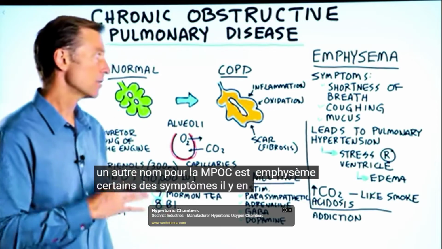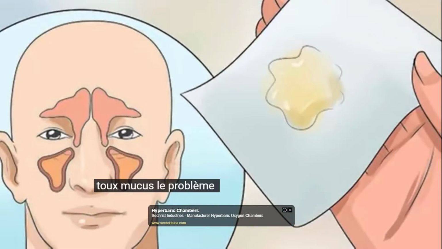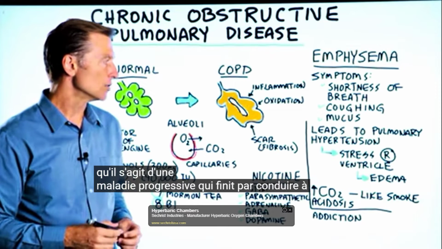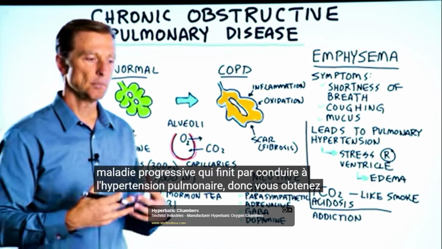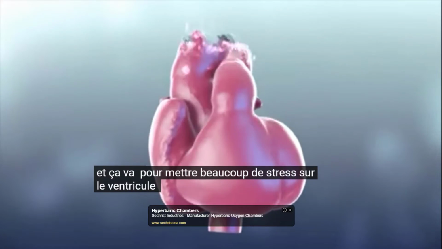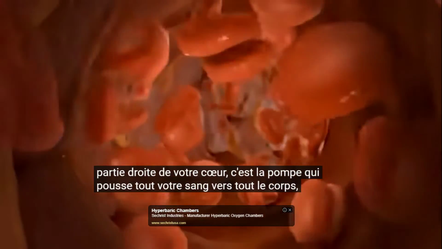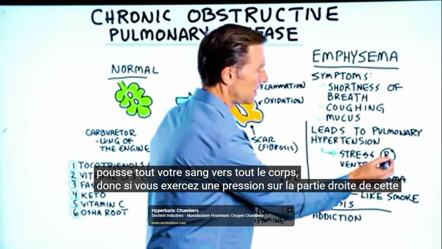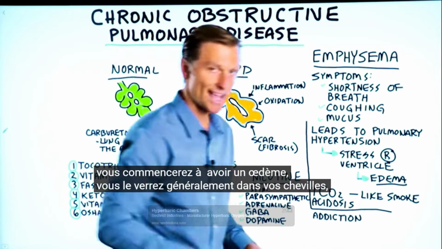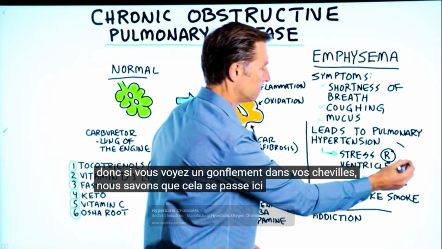Some of the symptoms, there's quite a few. The most common ones are shortness of breath, coughing, mucus. The problem with COPD is it's a progressive condition that eventually leads to pulmonary hypertension. So you're getting blood pressure that's going up in your lungs, and it's going to put a lot of stress on the right ventricle. That's the right part of your heart. It's the pump that pushes all your blood to the entire body. So as you stress the right part of that pump, it's going to eventually weaken, and you'll start to get edema. You'll usually see that in your ankles. So if you see swelling in your ankles, then we know this is going on right here.